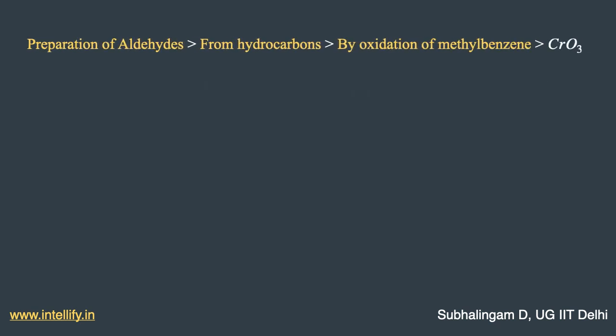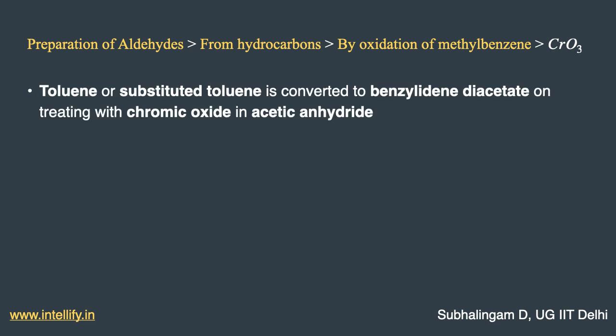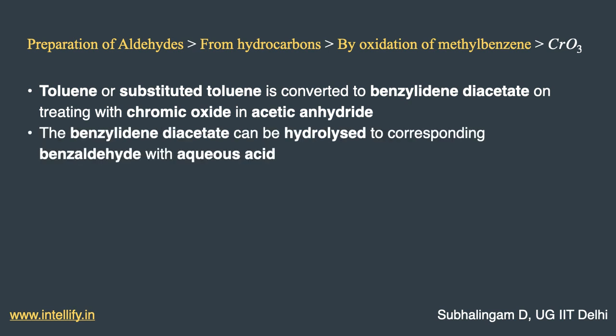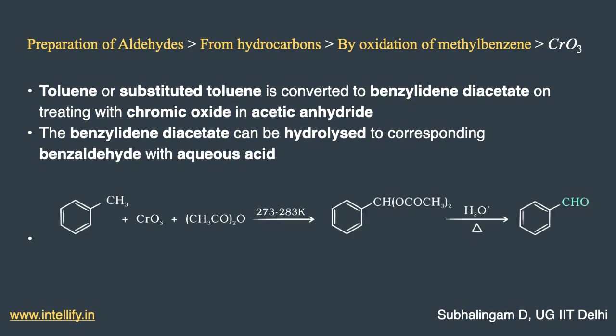So similarly, with CrO3, toluene or substituted toluene is converted to benzaldehyde diacetate on treating with chromic oxide in acetic anhydride. The benzaldehyde diacetate can be hydrolyzed to corresponding benzaldehyde with aqueous acid. So for illustration, I take toluene in CrO3 and acetic anhydride at 273 to 283 Kelvin. I get benzaldehyde diacetate as intermediate, which upon hydrolysis with aqueous acid gives benzaldehyde.